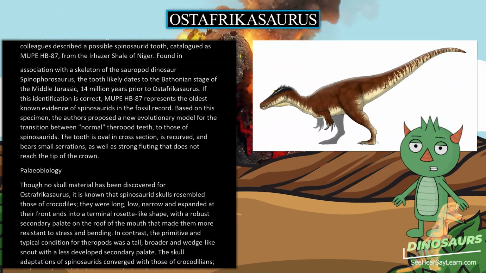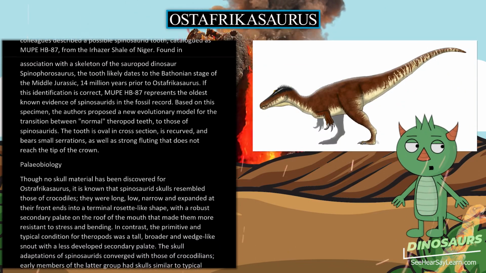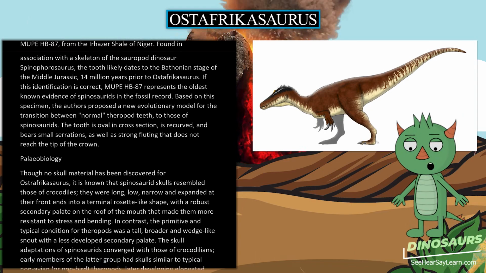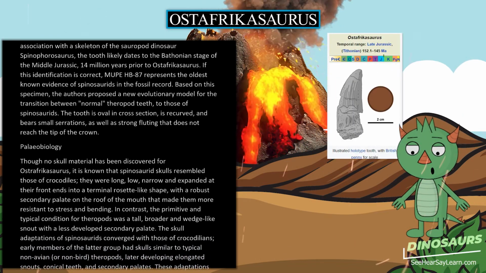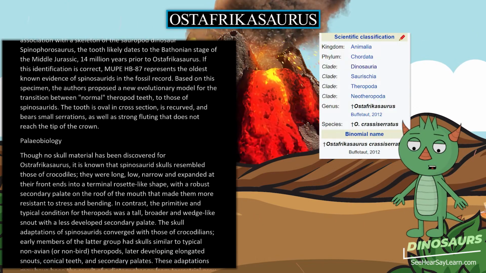Paleobiology. Though no skull material has been discovered for Ostafrikasaurus, it is known that spinosaurid skulls resembled those of crocodiles. They were long, low, narrow and expanded at their front ends into a terminal rosette-like shape.